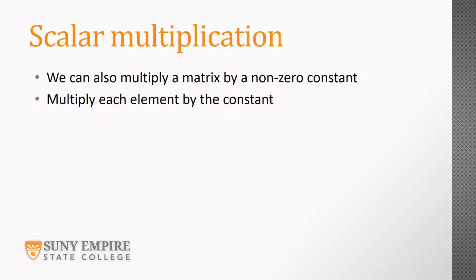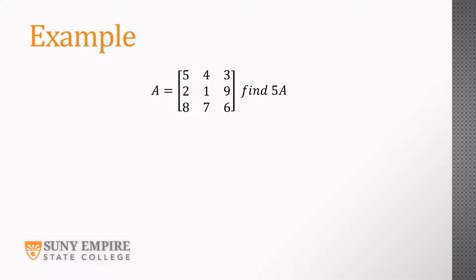Are there other basic mathematical operations that we can do with matrices? Yes, there are. We can also do scalar multiplication. Much like we did scalar multiplication as a row operation, when we have a scalar multiplied by a matrix, we multiply each element in the matrix by the non-zero constant.